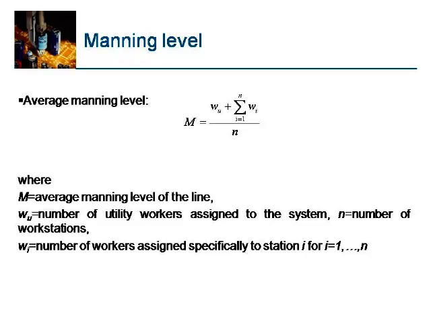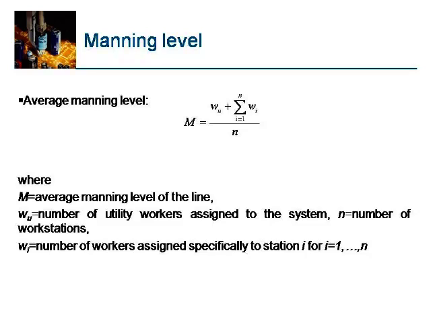What is the manning level at an assembly station? It can be easily determined by the formula given below. Average manning level M = (WU + Σ WI, i = 1 to n) / n, where M is the average manning level of a line, WU is the number of utility workers who are assigned to the system, n is the number of workstations, and WI is the number of workers assigned to a specific workstation, let us say workstation 1 to n.